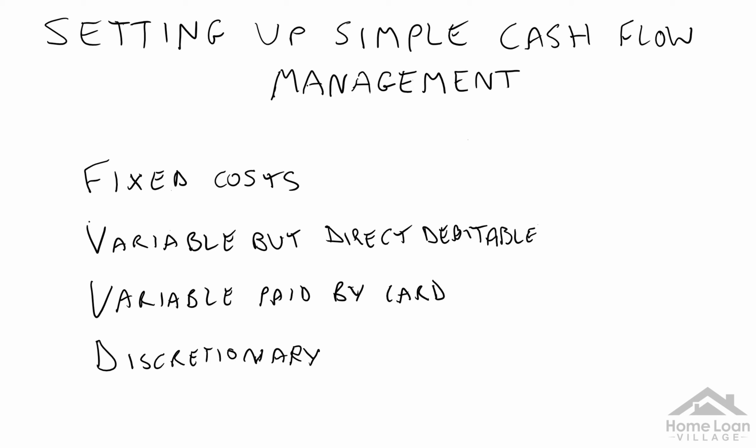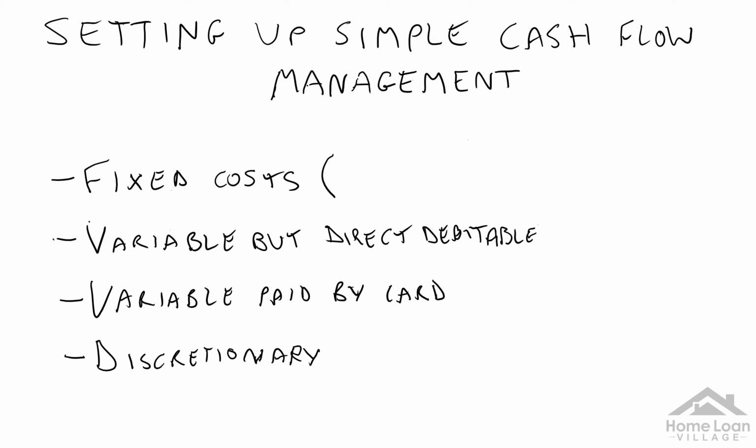I want you to have 4 different segments as here: fixed costs, variable but direct debitable costs, variable paid by card costs, and discretionary. And I'll go through essentially what these are now.